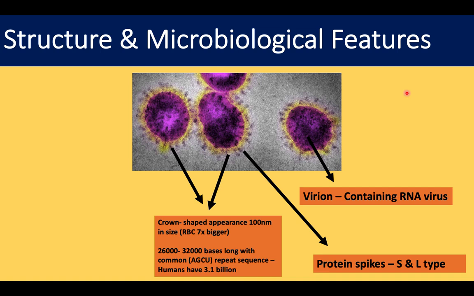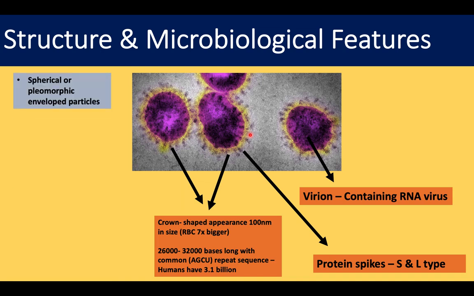The protein you can see in the middle here is known as a virion, which contains the RNA virus, around 26,000 to 32,000 base pairs long. In comparison, humans have 3.1 billion base pairs, so it's very minute. The outer part, the little spike-like projections, are known as protein spikes, and these are S and L types, which I will discuss further in this video.